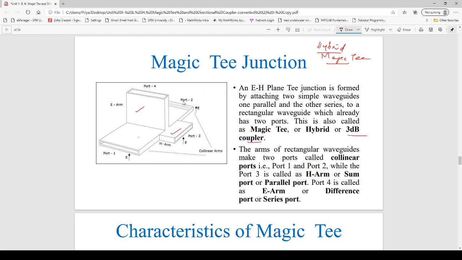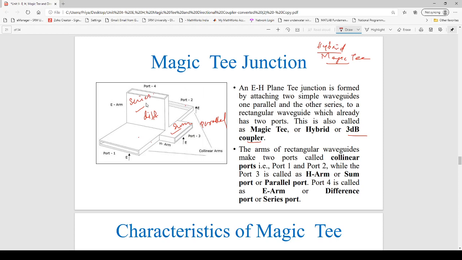Here port 1 and port 2 are the collinear arms, port 3 is the H arm, and port 4 is the E arm. The E arm can be called the difference arm, and the H arm can be called the sum arm. The H arm is the parallel port, and this is the series port.